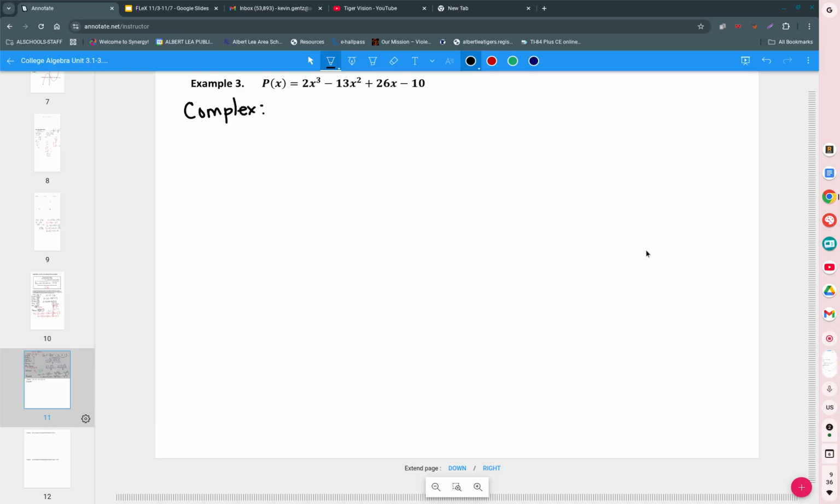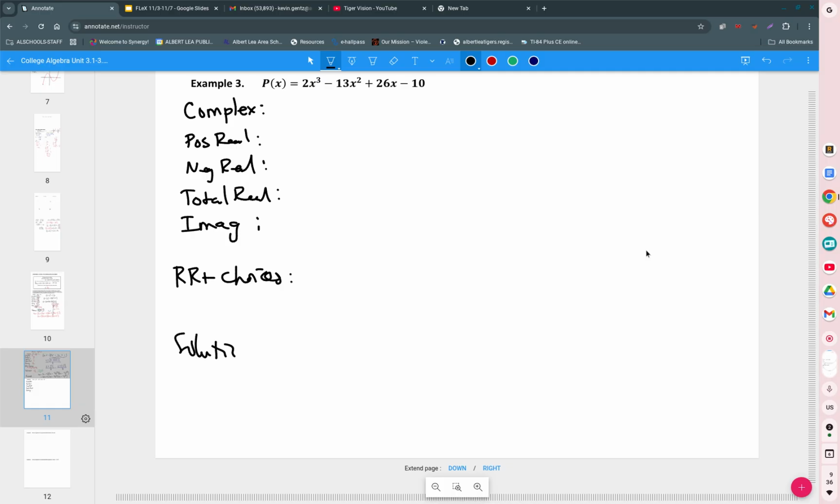Complex, positive real, negative real, total real, imaginary, irrational root choices, your solutions, and your factored form. Again, this is what you can expect to see on your test. And yes, I give you points for each one. Obviously, the solutions is the largest part of this score, but each one of these problems I score out of 8 points. Okay? So, how many complex solutions are there?